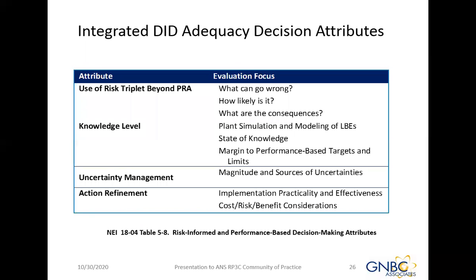Finally, the integrated evaluation sort of goes back to the beginning with the risk triplet to say, do I really have a complete understanding of what can go wrong? How likely is it? What are the consequences? This is not to repeat any of the work that's done by the line organizations in coming up with the design in the first place. It's to just step back away from it at some point in time and say, are we sure about these answers to this question being complete?